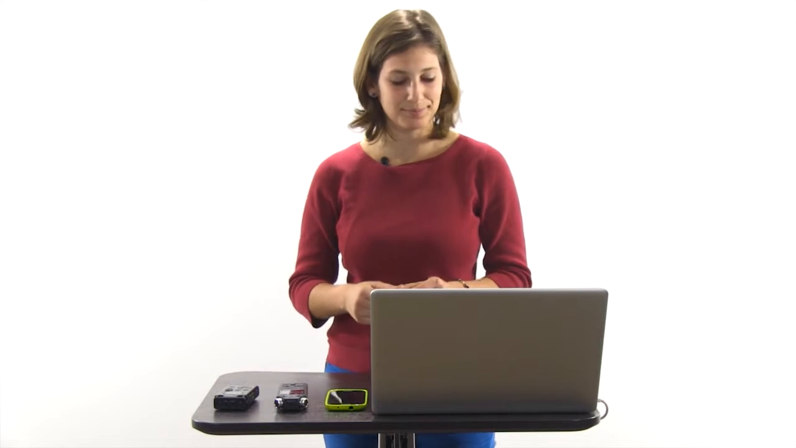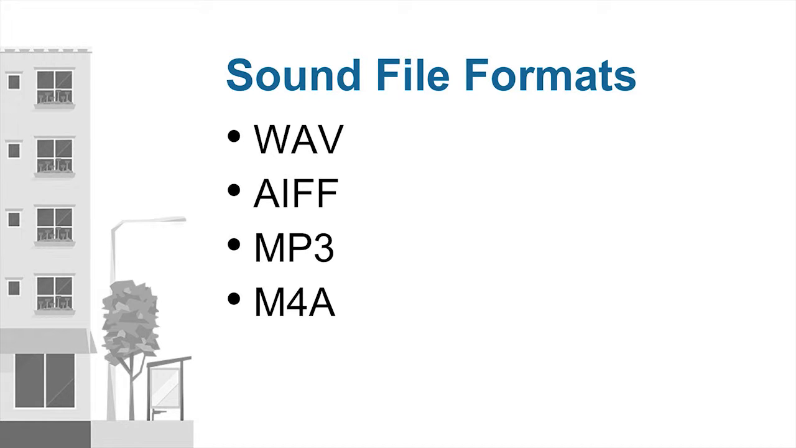In this chapter, we're going to be talking about the hardware in order to record your audio. Before we do that, though, we should first understand the different types of sound file formats that exist in the world so that you know what kind of recording you should do. We have four main types: WAV files, AFF files, MP3 files, and M4A files.